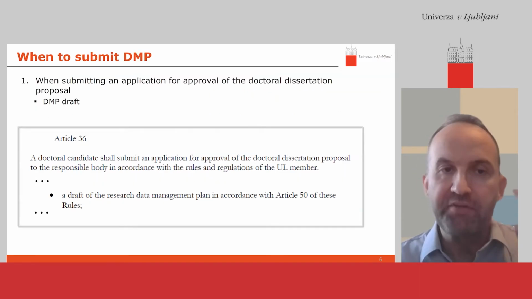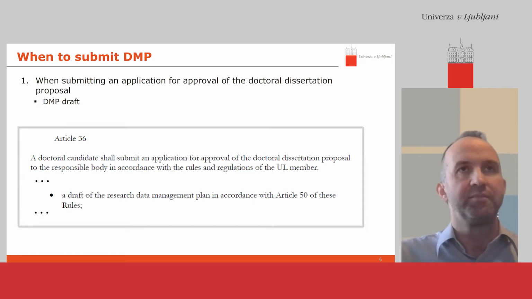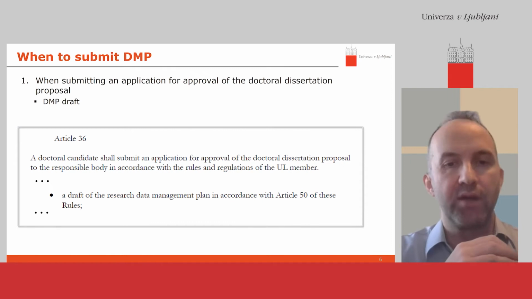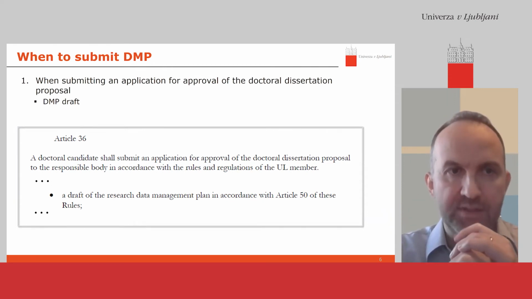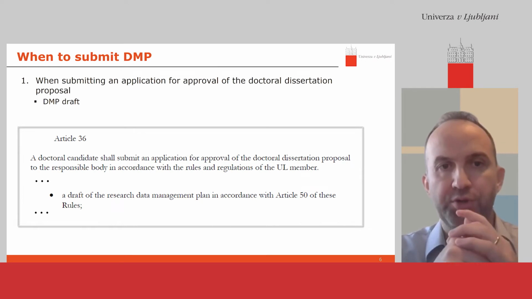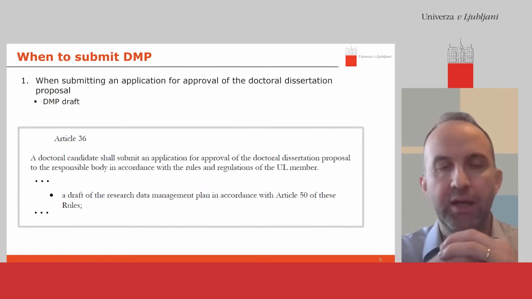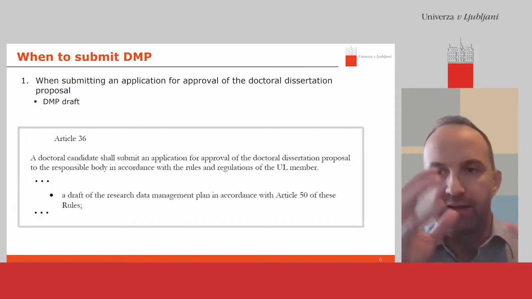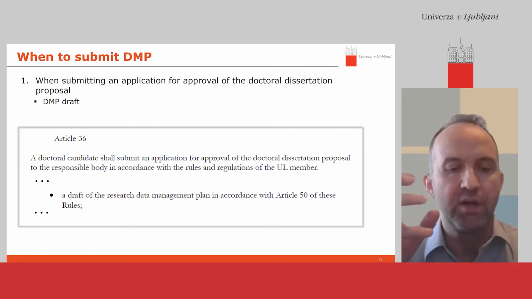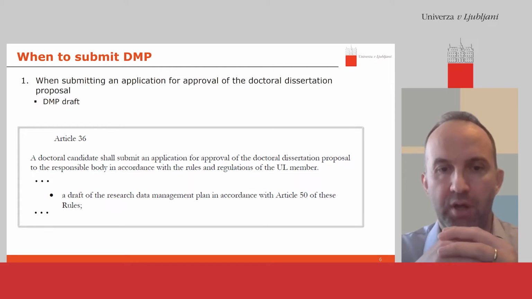So first, there are 3 points in the life cycle of a doctoral dissertation development that are considered here. First, when the student submits the application for approval of the doctoral dissertation proposal, which happens in the middle of the 2nd year typically, the DMP draft should be submitted. At that point, the student already knows what the topic of the dissertation will be.